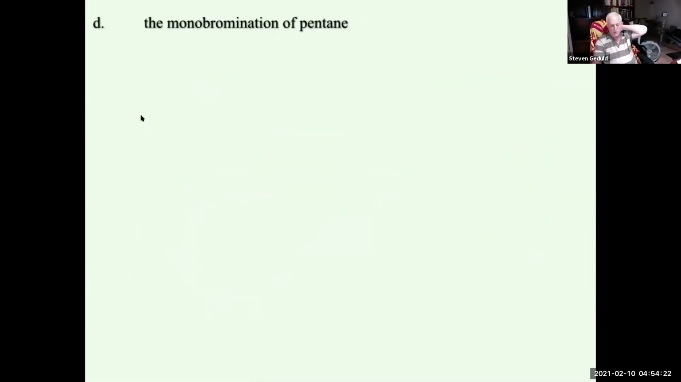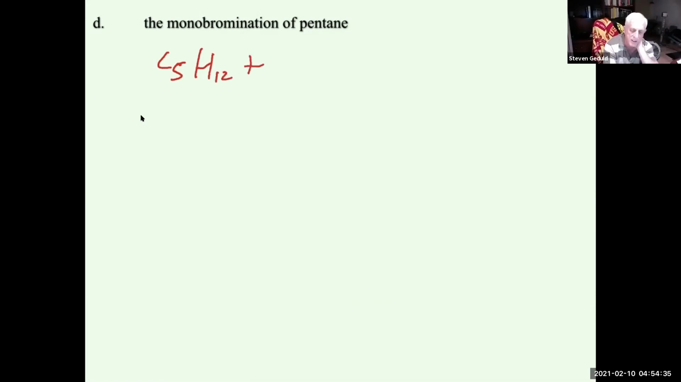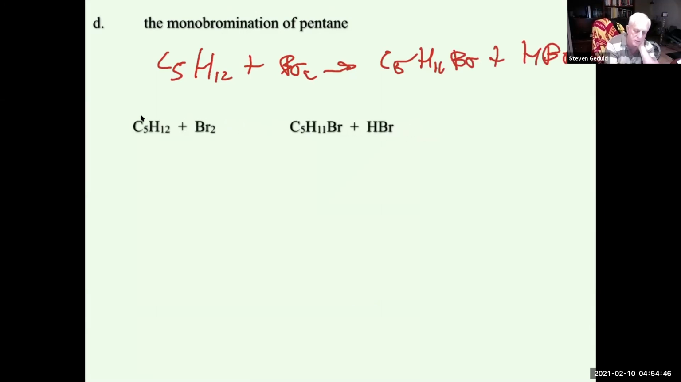Is there one more? All right, let's finish this. It should just be one more. Bromination of pentane. Pentane is C what? C5H12. C5H12 plus bromination. So it's Br2 goes to C5H11Br plus HBr. Here's your balanced chemical equation. There's your pentane, bromine, goes to bromine and HBr.